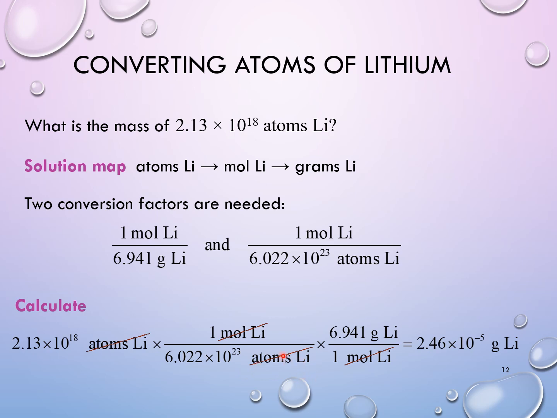And then once your atoms are crossed off, now you have your answer in moles. To convert the moles to grams, you have to make sure the moles are on the bottom so they get canceled off, and times 6.941 grams lithium on the top. So when you do your math, it will be 2.13 times 10 to the power 18 divided by 6.022 times 10 to the power 23 times 6.941 grams, and you get your answer as 2.46 times 10 to the minus 5 grams of lithium. Again, we keep 3 sig figs in our answers because there's 3 sig figs here, 4 and 4, and we keep 3 sig figs.